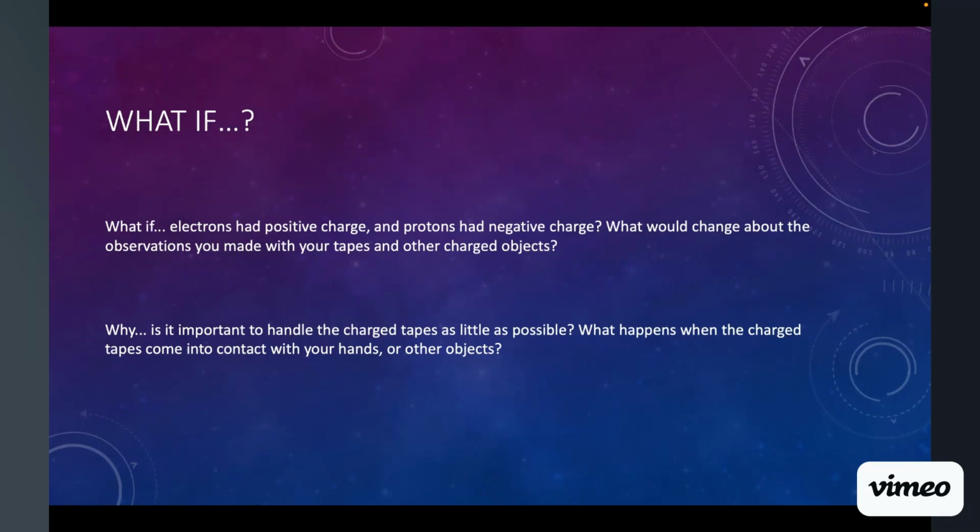And why is it important to handle the charged tapes as little as possible? The reason is that the charged tapes are very susceptible to quick movement of electrons and protons. Therefore, if we put our hand to it, it would lose the charge that we want for it, because it will neutralize with our hands, basically creating issues with our experiments and skewing our results in a bad direction.